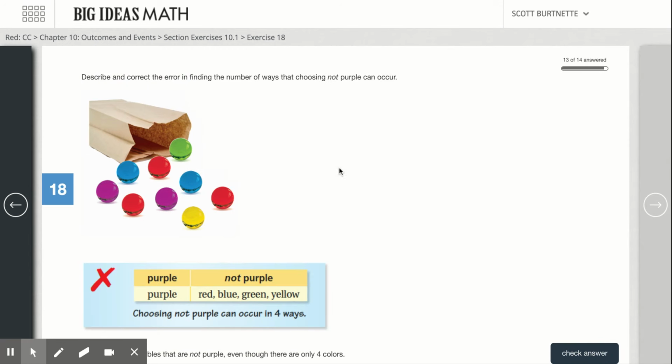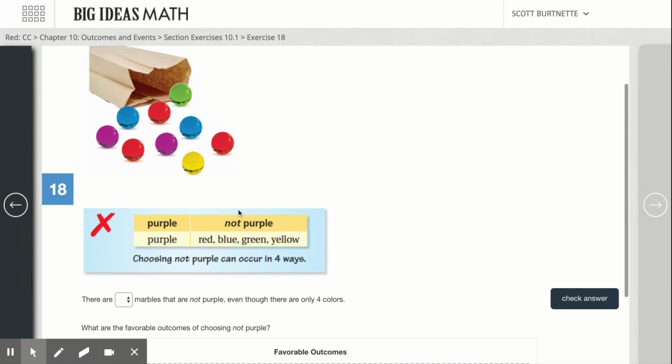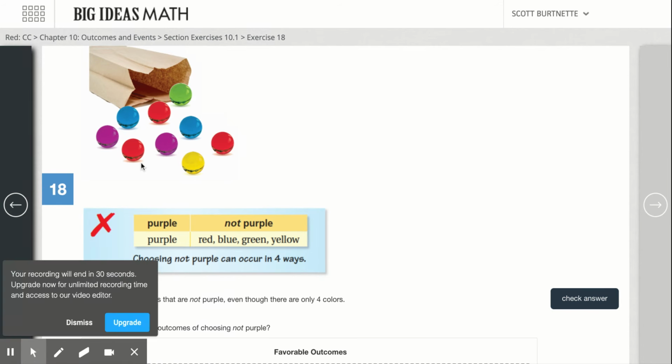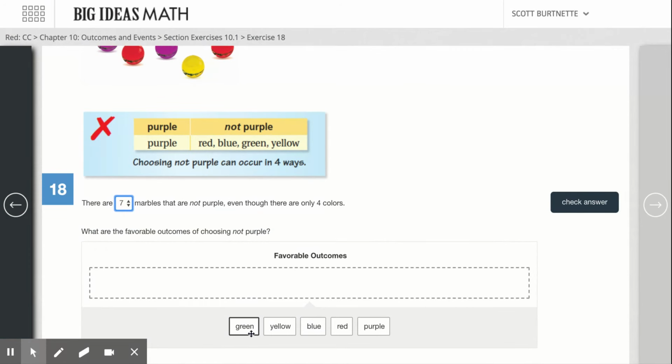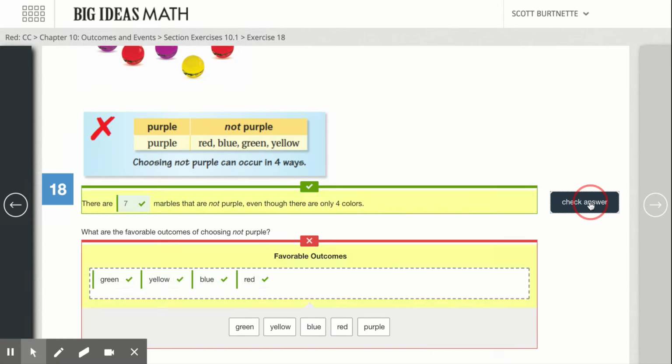And now it says describe and correct the error. Here they say that choosing not purple can occur in 4 ways. And they're saying we can have red, blue, green, or yellow are the 4 ways. Well, that's not actually true, because there are actually 1, 2, 3, 4, 5, 6, 7 different marbles that will work here. So the answer would be 7, and we have, these are my 4 possible answers. Check, and we are done.